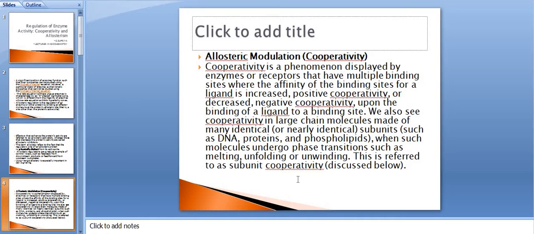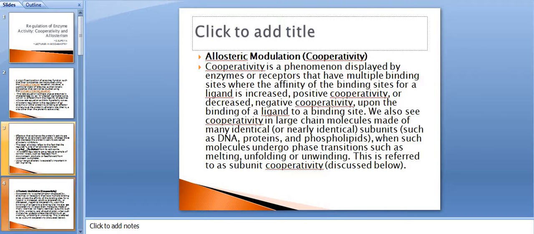We also see cooperativity in large chain molecules made up of many identical subunits such as DNA, proteins and phospholipids. When such molecules undergo phase transition such as melting, unfolding or unbinding, this is referred to as subunit cooperativity.